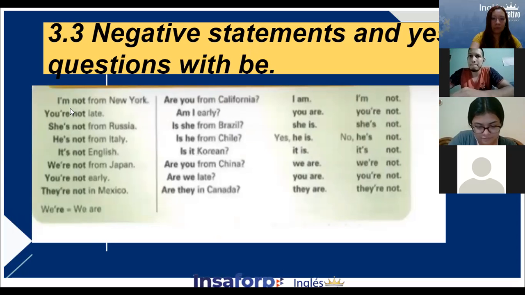So we have 8 sentences acá primero. Tenemos 8 oraciones acá. Lo que vamos a hacer es de la siguiente forma. El que lea la 1 va a leer toda la línea, ¿de acuerdo? Todas las opciones. Vamos a leer negative sentence, yes or no question, y las respuestas cortas de cada una. So we have 8. So we need 8 volunteers.